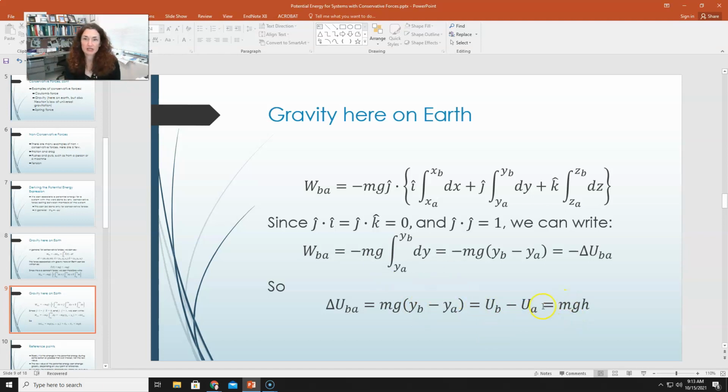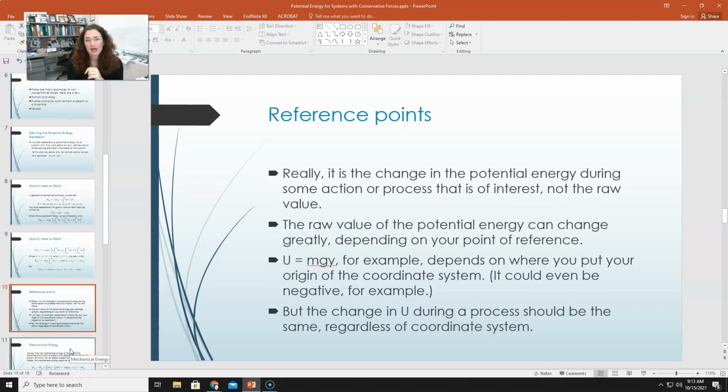Now generally in most introductory textbooks, what they do is they just say that this change in the y position is the change in height, which they often indicate with an h, and then they say that the change in the potential energy is mgh. So that brings up an important point about potential energy that I'd like to discuss in a little bit more detail, and that's the idea of reference points.